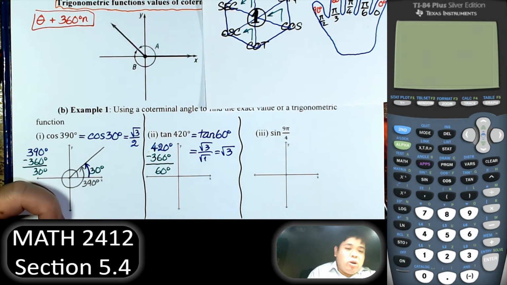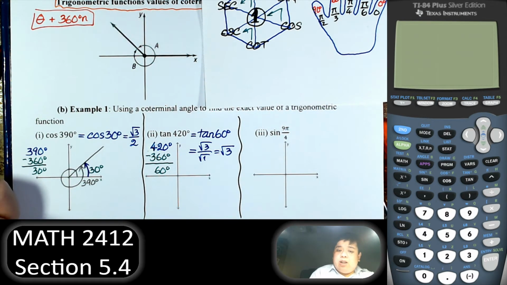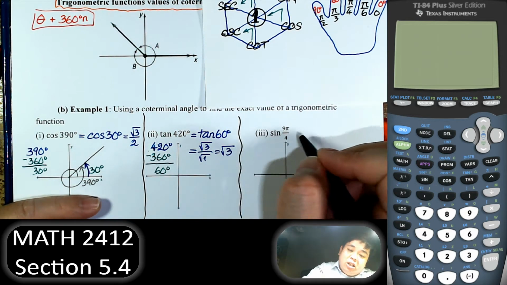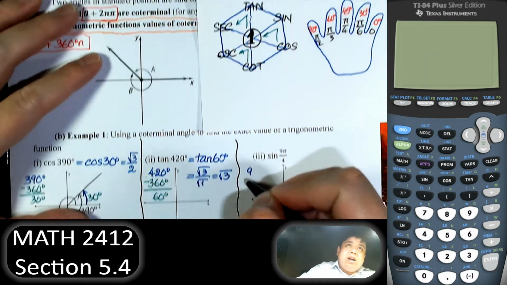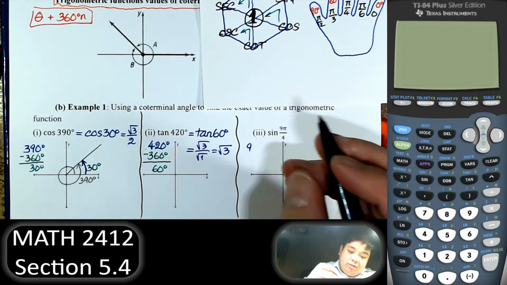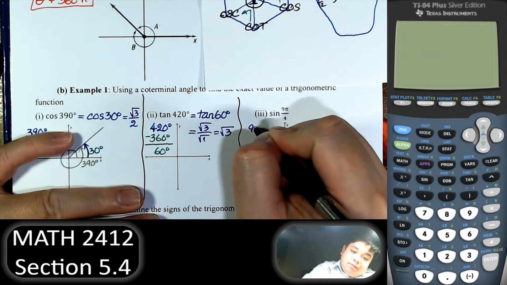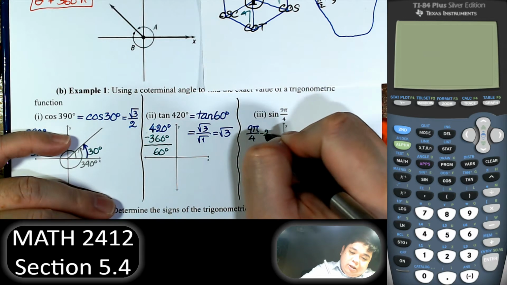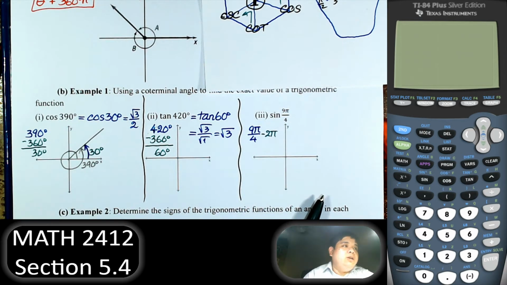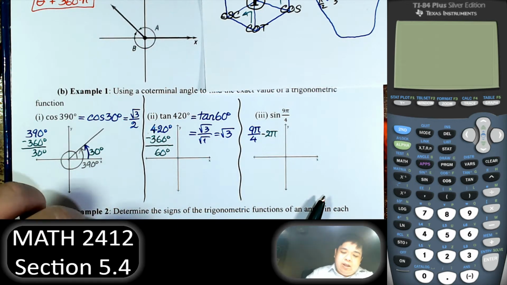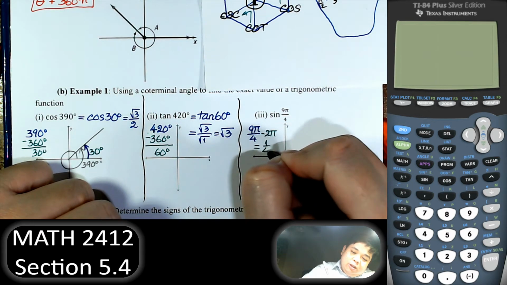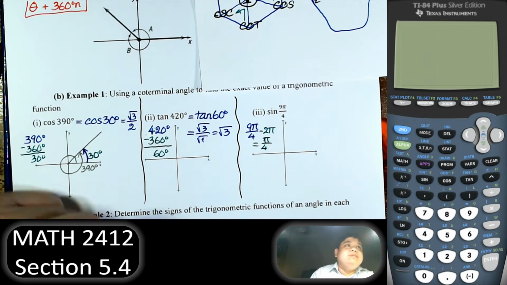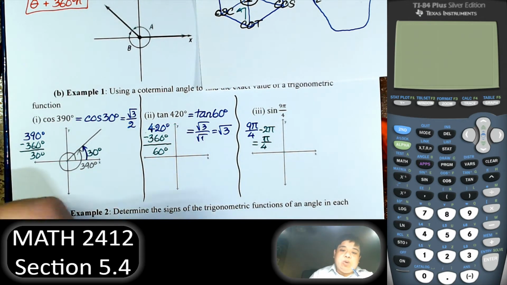Now sine of 9 pi over 4. If we have the angle measured in radians, instead of minus 360 degrees, we can minus 2 pi. Or we can add 2 pi. If we have a negative, just add 2 pi to it. Now let's subtract 2 pi. 9 over 4 minus 2 is a quarter, which is 1/4. So we have 1/4 of pi, or pi over 4. When we have 1/4, stick a pi to it, so pi over 4.